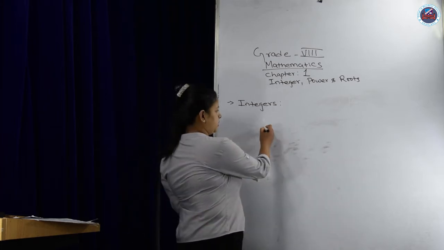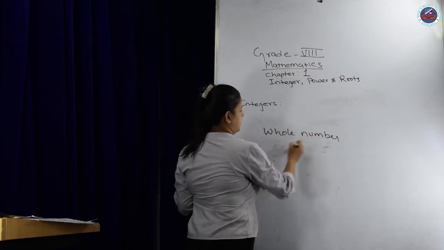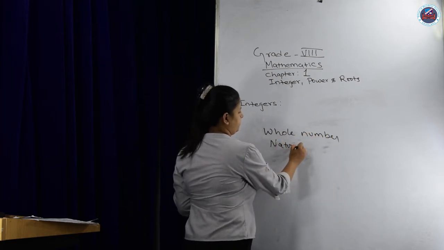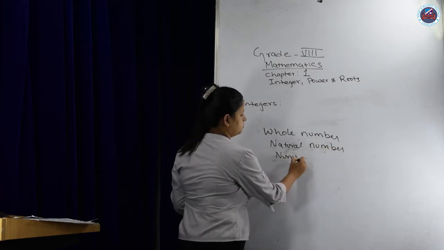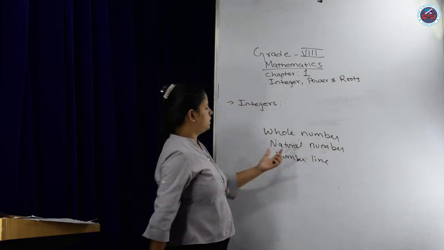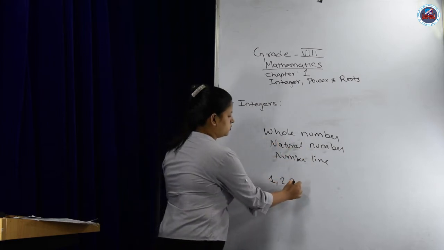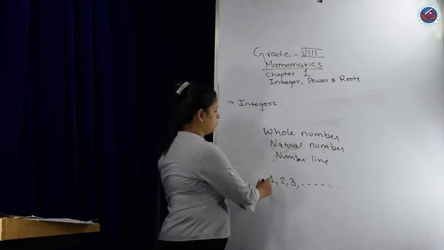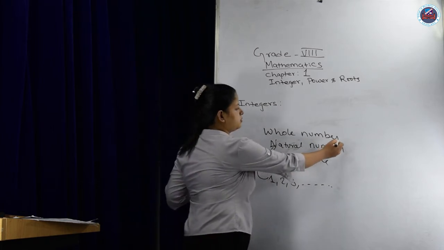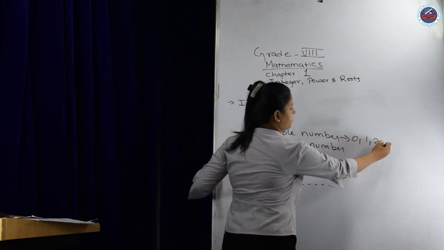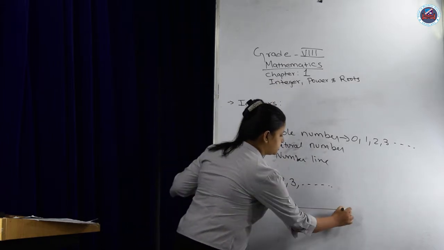So when we talk about integers, before that I would like to review what you have learned in grade 7. I believe you know what a whole number is, what a natural number is, and what a number line is. Natural numbers are all the numbers starting from 1 onward: 1, 2, 3, and it goes on. And whole numbers are all the numbers starting from 0 onward. And the number line is what you used to make in grade 7.